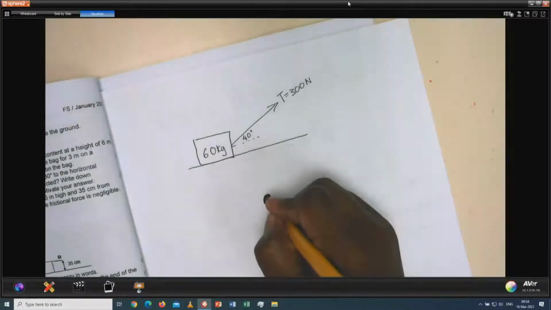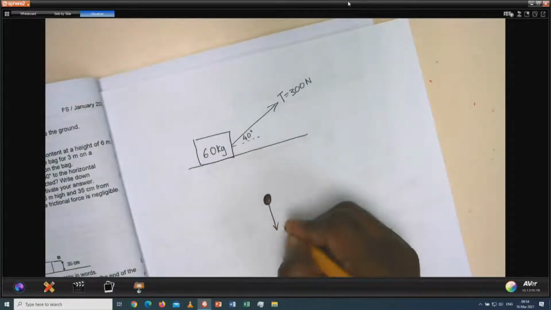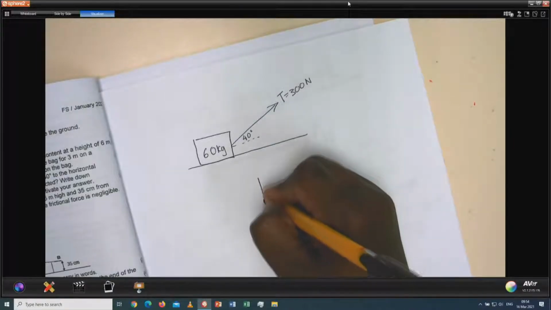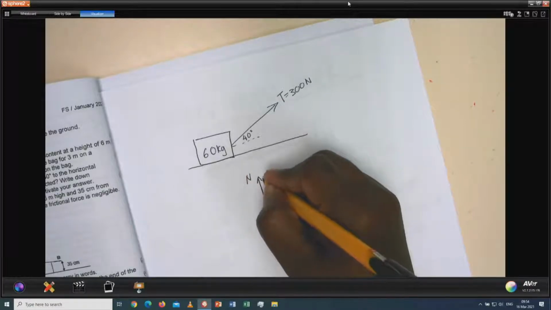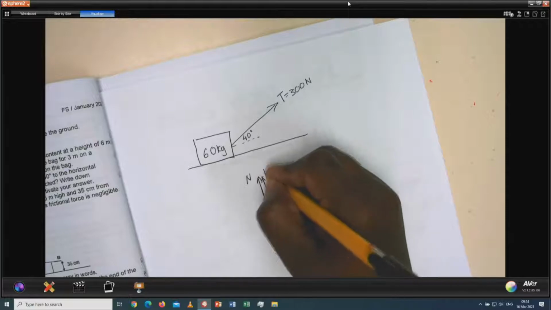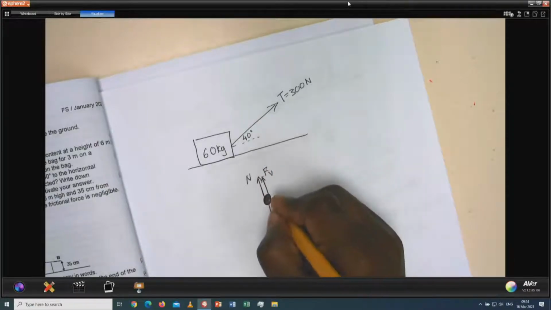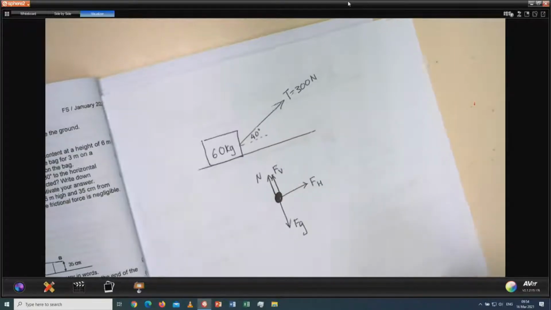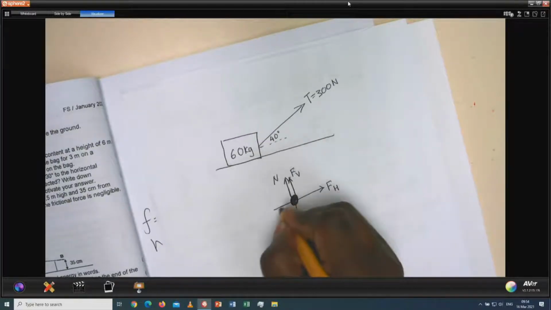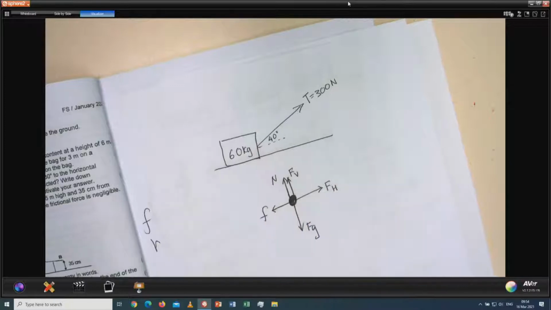We've got here the gravitational force, we've got the normal force, and we've got the vertical component, the horizontal component, and the frictional force.